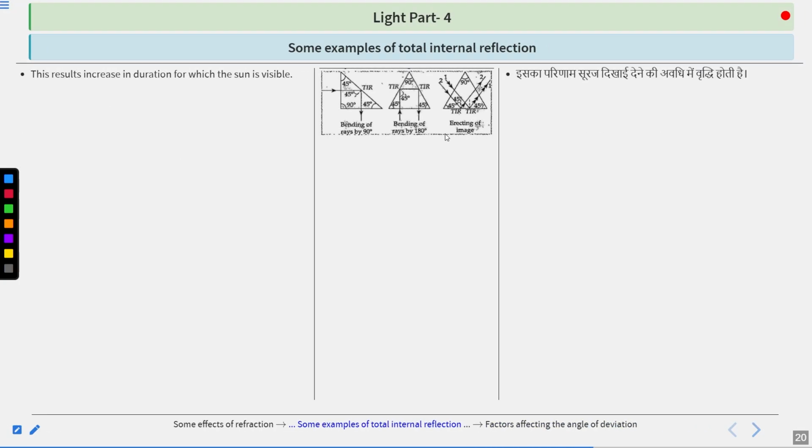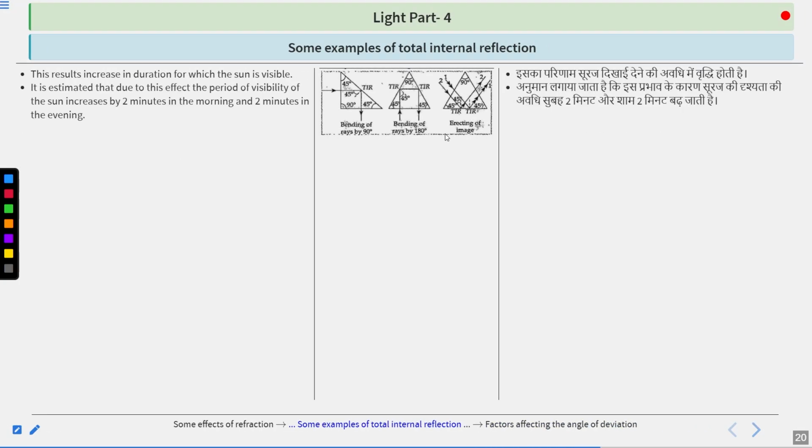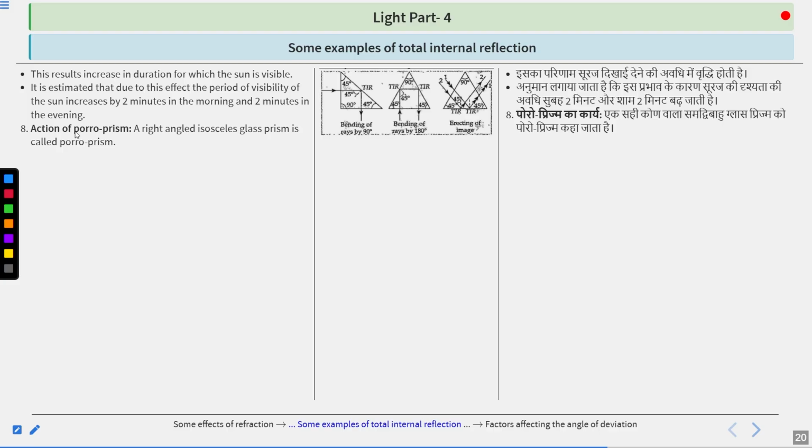This results in an increase in the duration for which the sun is visible. It is estimated that due to this effect, the period of visibility of the sun increases by 2 minutes in the morning and 2 minutes in the evening. Action of porro prism.